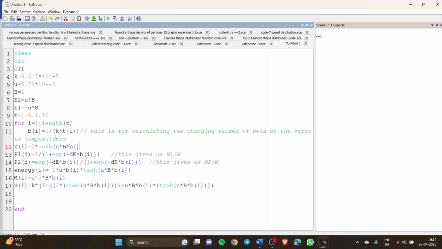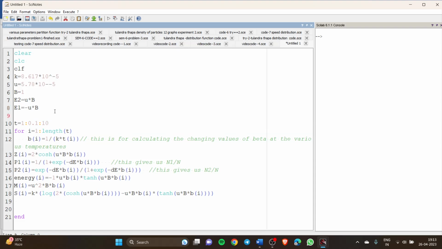And why is it B? It is B because kT is 1 upon β, or β is equal to 1 upon kT, νB upon kT, and we have 1 upon exponential d. Here we have not written d, so let us explain d. What is d? d will be equal to E2 minus E1, as simple as that, E2 minus E1.